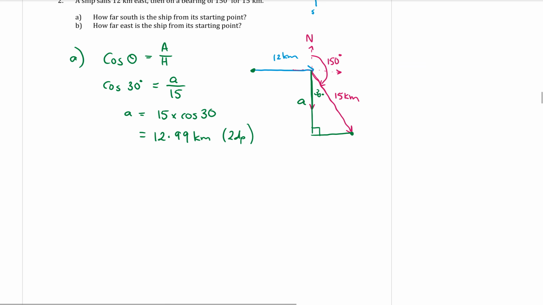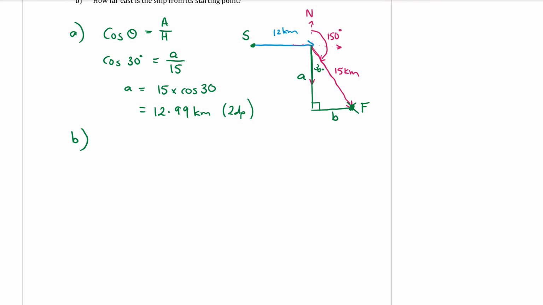Now part B. How far east is the ship from its starting point? Okay, so this is my ship down here at the bottom, remember, down here. Okay, so I want to know how far east it is now. It started here and it finished here. I need to know how far east it has gone. I know it went 12 kilometers to start with, but I also need to find this part here because that is also traveling in an easterly direction. So let's find that side B that I've labeled there.